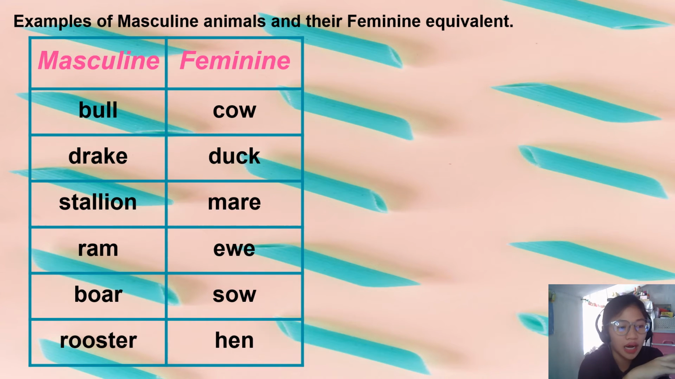So next one, we have the examples of masculine animals and their equivalent feminine animals. So if the animal is male, we call it bull. If it is a girl, we call it cow. Okay? Duck for a girl and drake for male. Stallion for male and mare for female. Ewe for female and ram for male. Boar for male, sow for female. Rooster for male and hen for female. Okay, so these are the equivalent of animals' names in masculine to feminine.